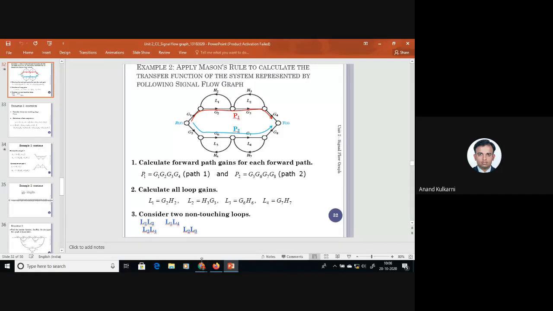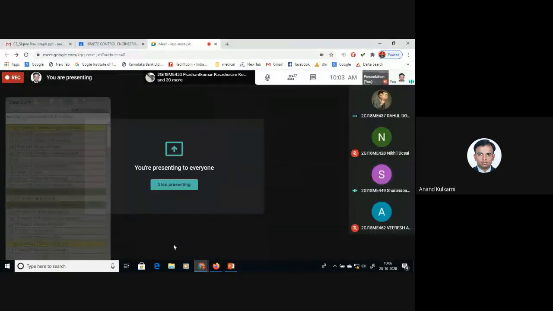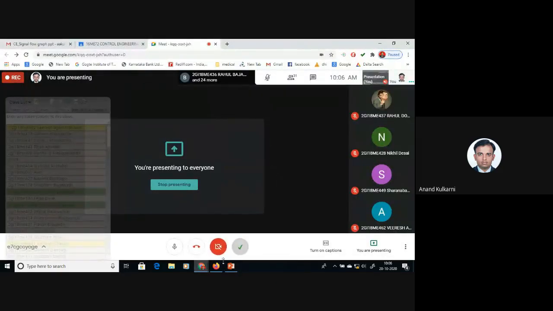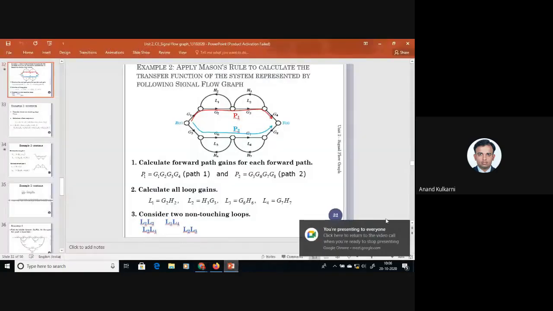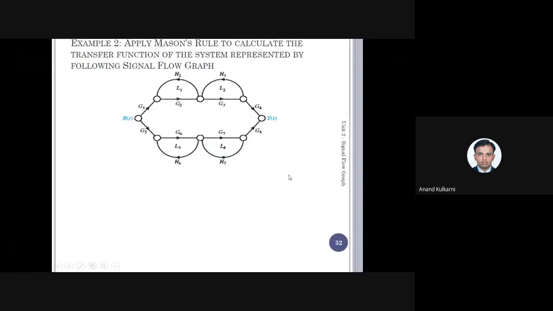Yes, hope everybody is taking down this problem. Is there any confusion with this? Those who joined late, today we are going ahead with the problems on signal flow graph. Everybody just take down this problem.